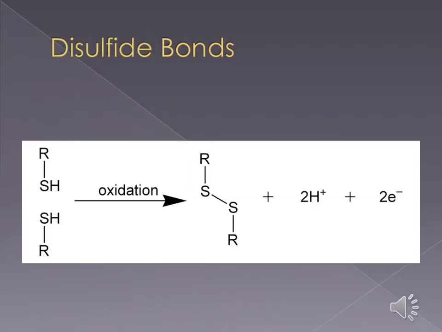Another type of bonding is disulfide bonds. This is specifically toward thiol groups, which have a sulfhydryl group on a carbon backbone. As you see here, we have sulfur and hydrogen. Once it becomes oxidized, the hydrogen goes away, leaving the sulfurs to bond to each other.